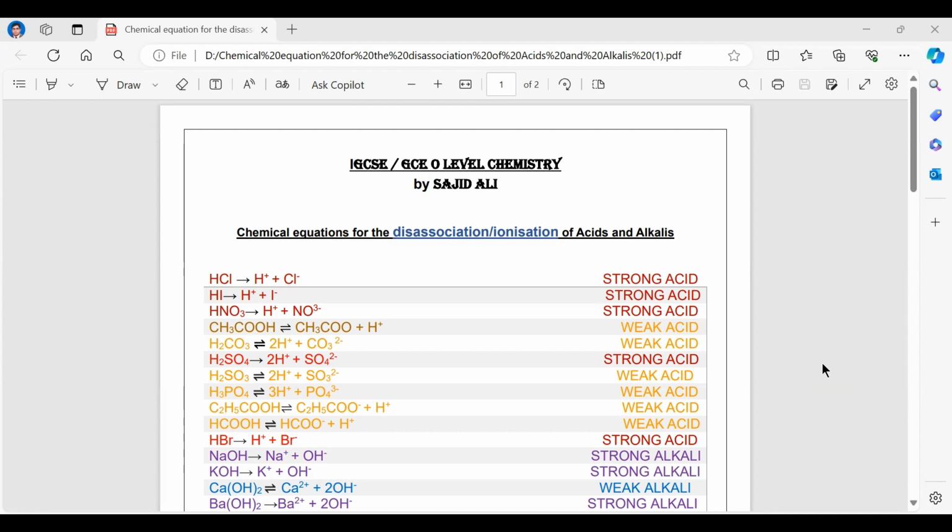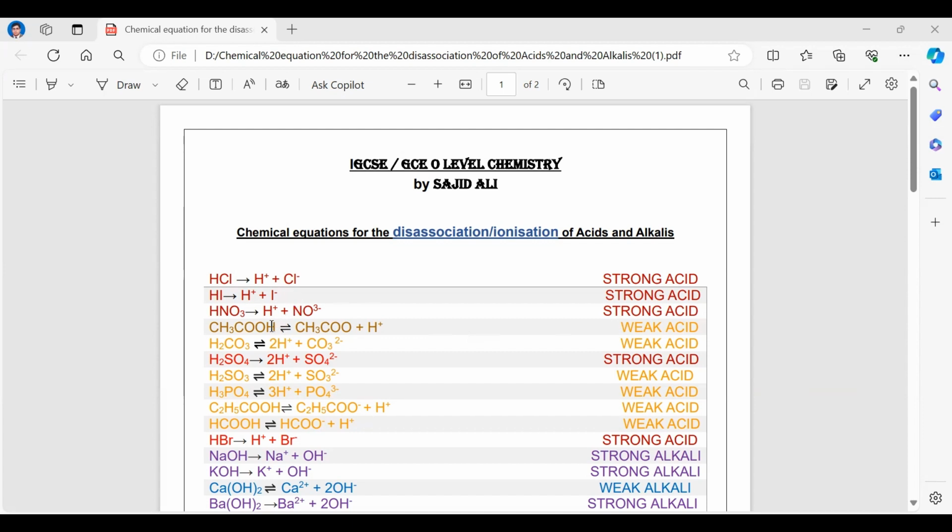Now we know that acids can be strong acid and weak acid. Acids which fully ionize in their aqueous solution are strong acids, and acids which ionize partially in their aqueous solution are weak acids. Ionization of a strong acid is shown with an irreversible arrow. Like here, you can see HCl is going to ionize into H positive and Cl negative. Same as hydroiodic acid, which forms H positive and I negative ions in its aqueous solution.